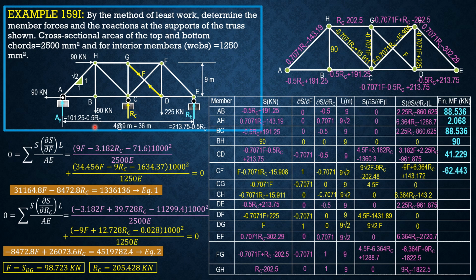For the reactions, we have 101.25 minus 0.5 of RC. So I will leave that to you. There's no space anymore. Then for RE, 213.75 minus 0.5 of 205.428. So I also leave that to you.